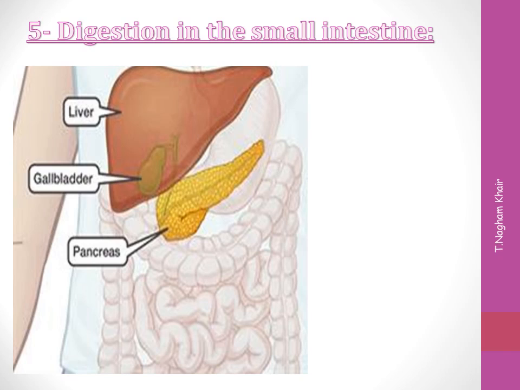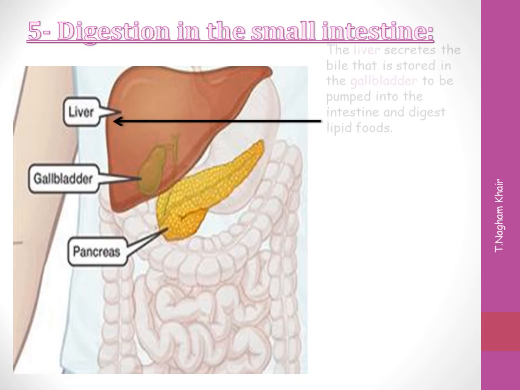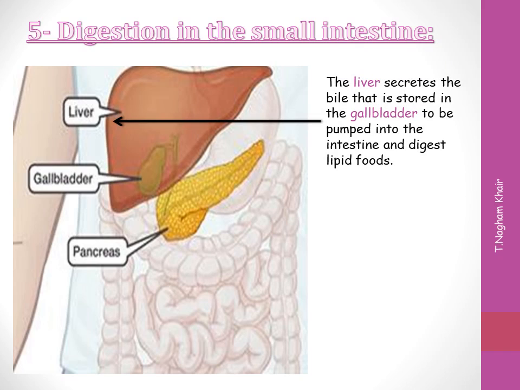And for this purpose, we have to explore 3 organs, which are the liver, the gallbladder, and the pancreas. First one we have to talk about is the liver. As we have known before, the liver secretes the bile inside the small intestine. But bile is not secreted directly into the small intestine. First, it is stored in an organ called the gallbladder, to be pumped after that into the small intestine, and it digests food containing lipids.